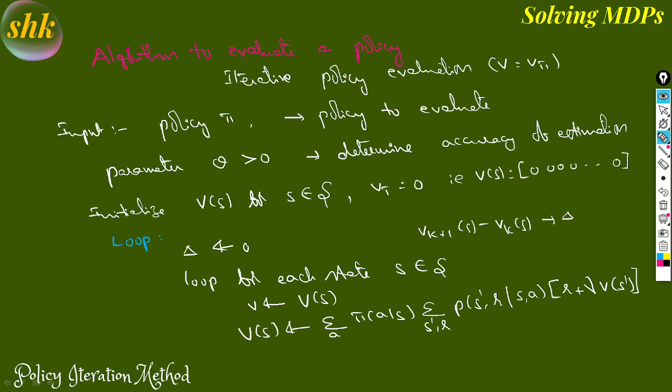Once we evaluate this V of S, we are going to find out the delta, where delta is equivalent to the maximum value of the previous delta and the change in v minus v of s. So whatever the maximum value we are having, that will be updated. So this process will be repeated until this delta is less than theta.